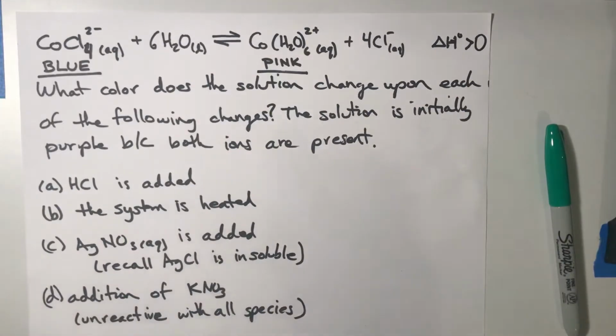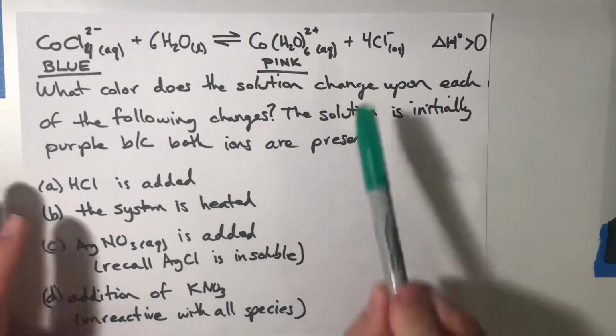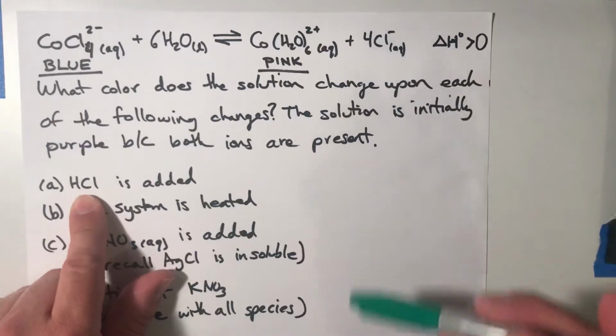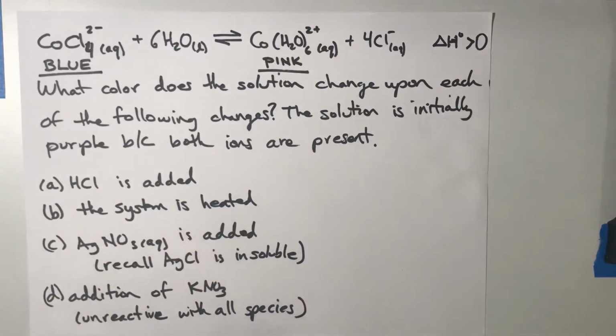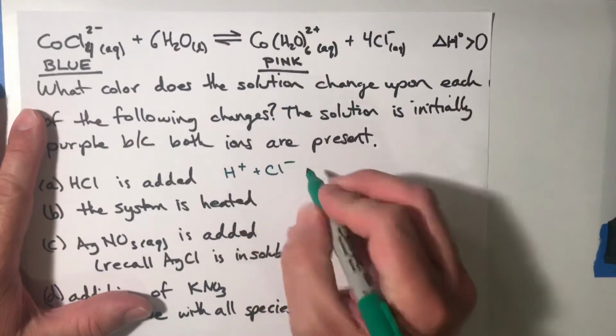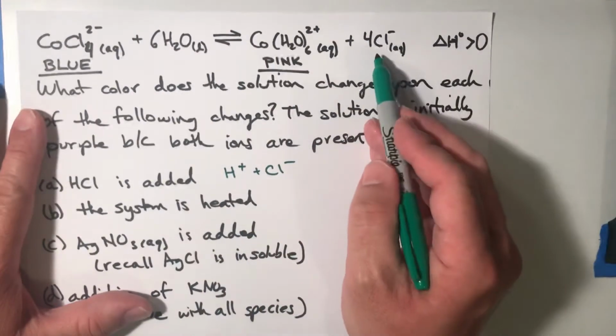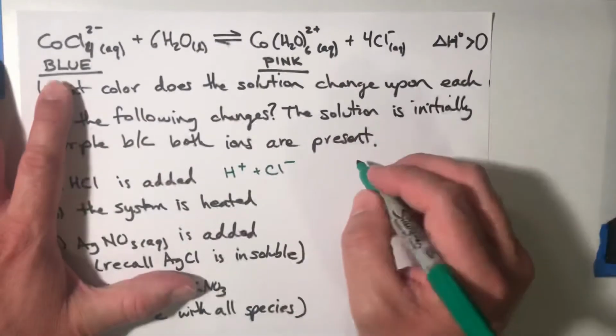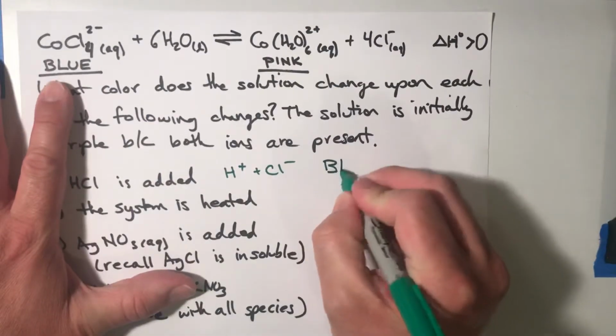And so we're going to go through each of these changes. So what happens if we add some HCl? Well, HCl doesn't appear in our reaction, but Cl minus does. We know that HCl is a strong acid. It'll dissociate completely, forming H plus and Cl minus ions. Those Cl minus ions will increase the product concentration of chloride and make the reaction go in reverse. When it goes in reverse, this reaction will turn blue.